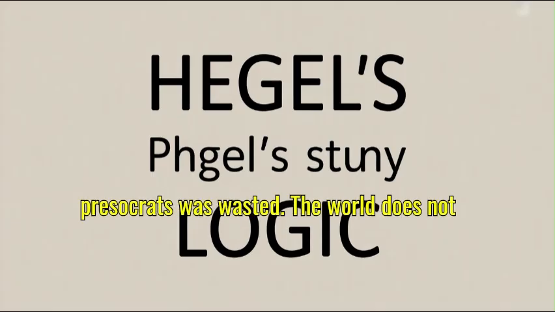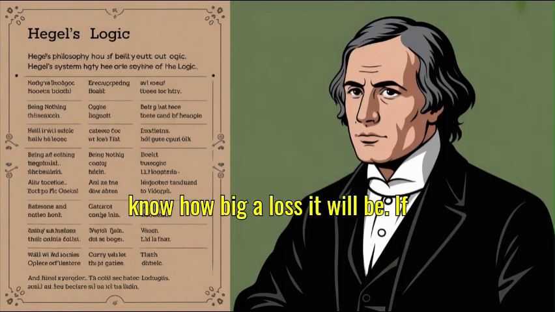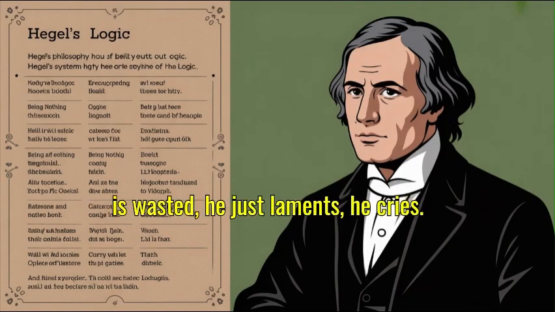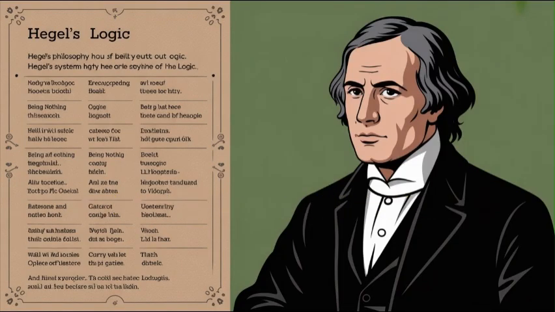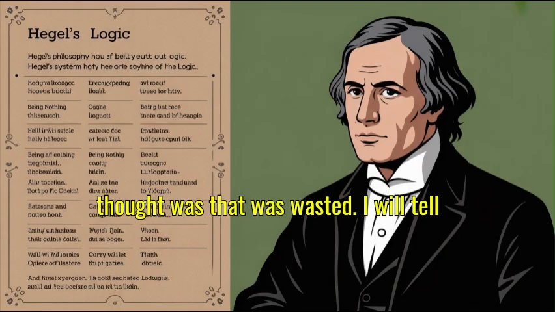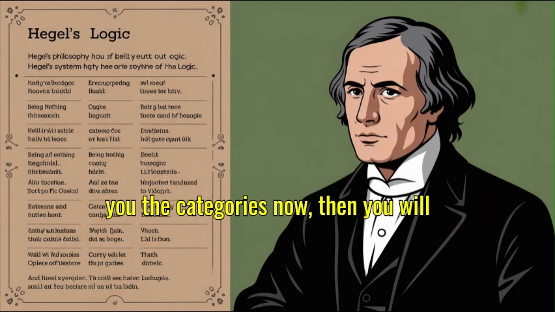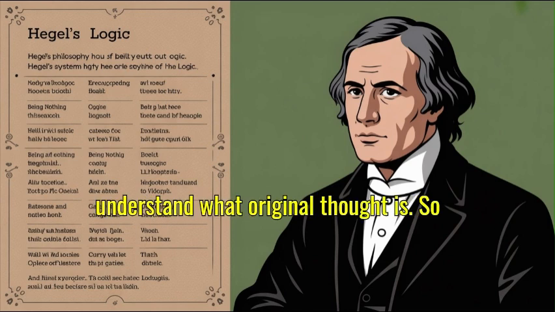Aristotle gave the entire system, and the rest of the work of the Presocrats was wasted. The world does not know how big a loss it is. If someone mourns that the work of the Presocrats was wasted, he just laments, he cries. People do not know how original the thought was that was wasted. I will tell you the categories now. Then you will understand what original thought is.